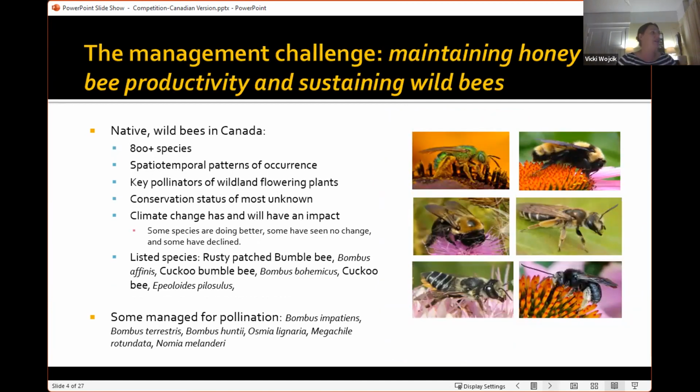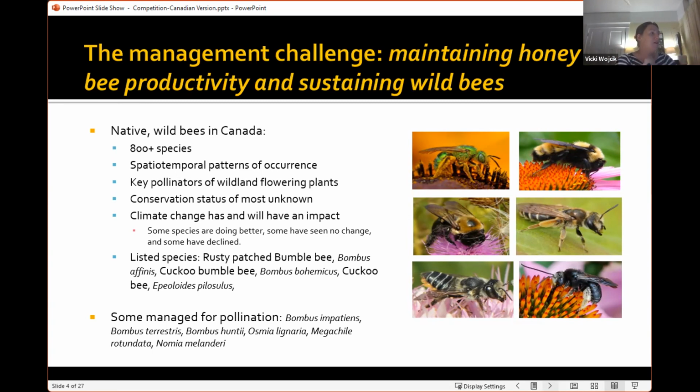Then the flip side of it is the native wild bees. There are upwards of 800, probably should adjust this number now to 900, wild species of bees in Canada. They have a variety of spatiotemporal patterns, meaning that, we just heard a really great talk about the cycle of bees throughout the year, or the beekeeping calendar. These bees all have their own calendars, and some of them are very short-lived and occur through just a few weeks at a certain time of year. Some of them have multiple generations throughout the year.